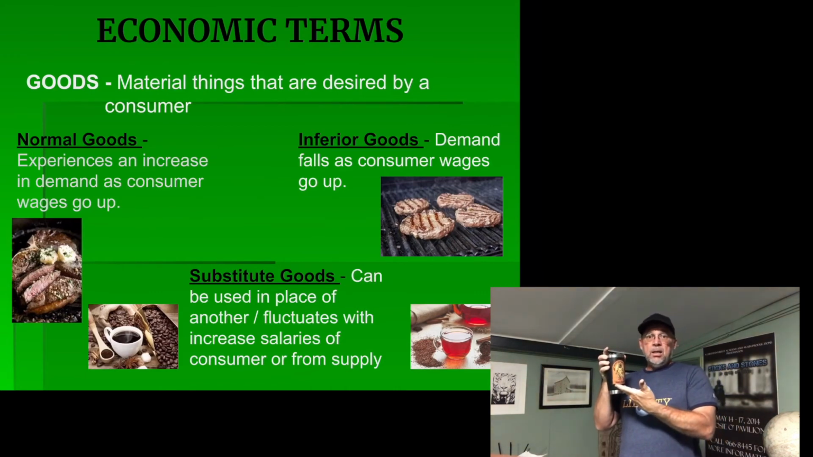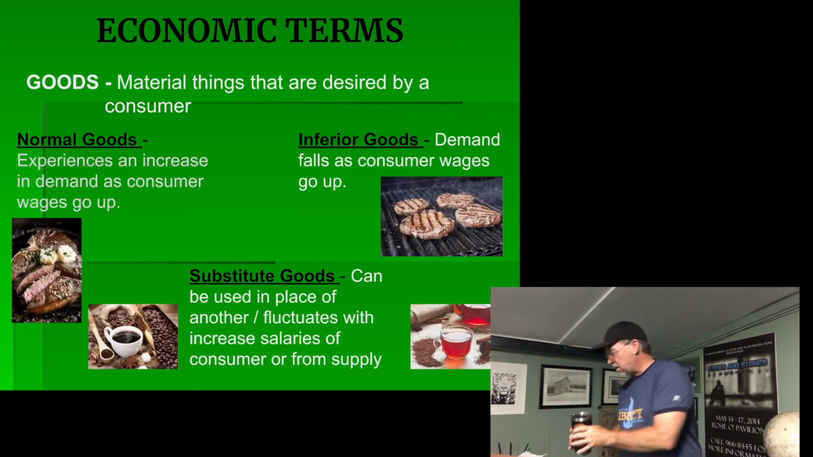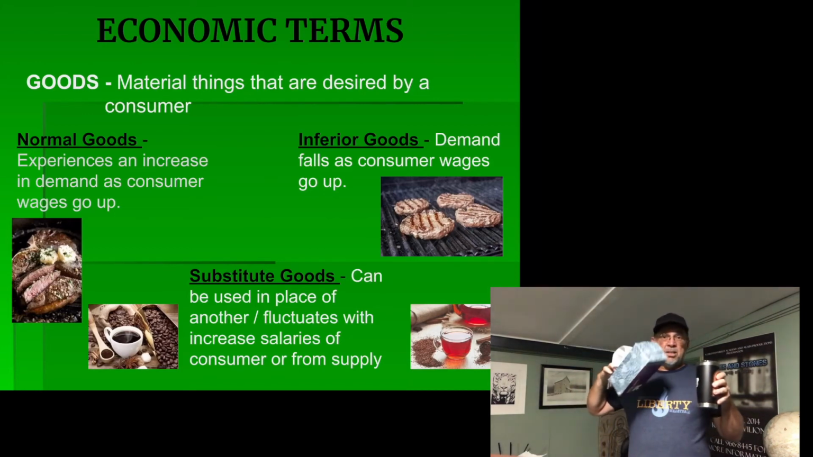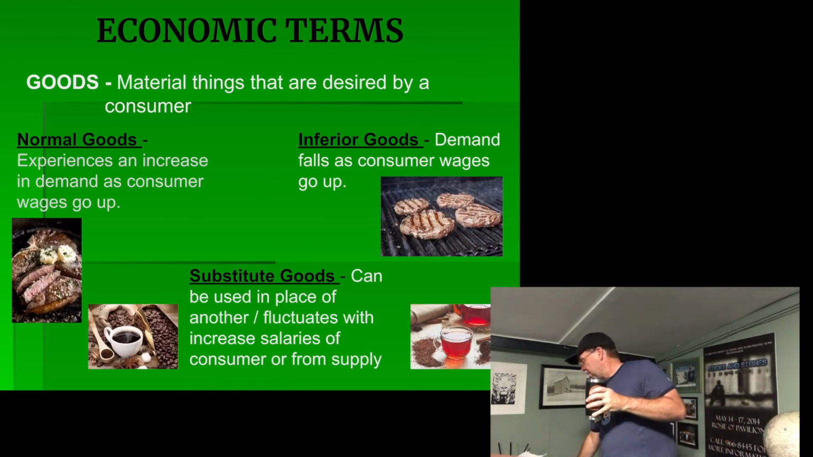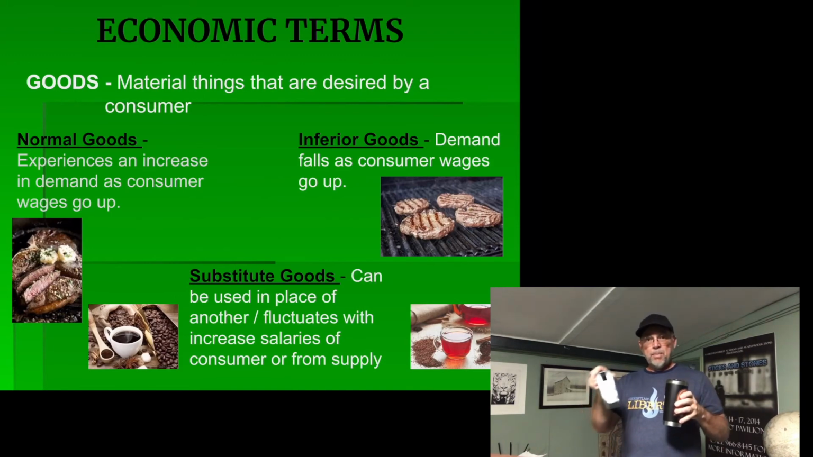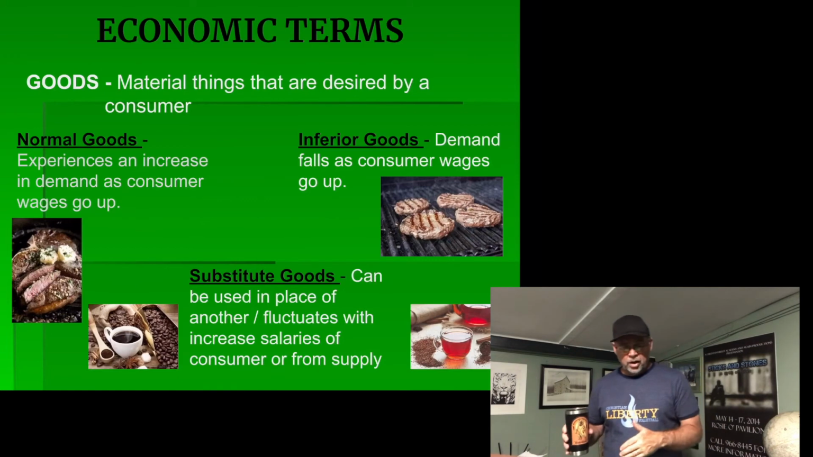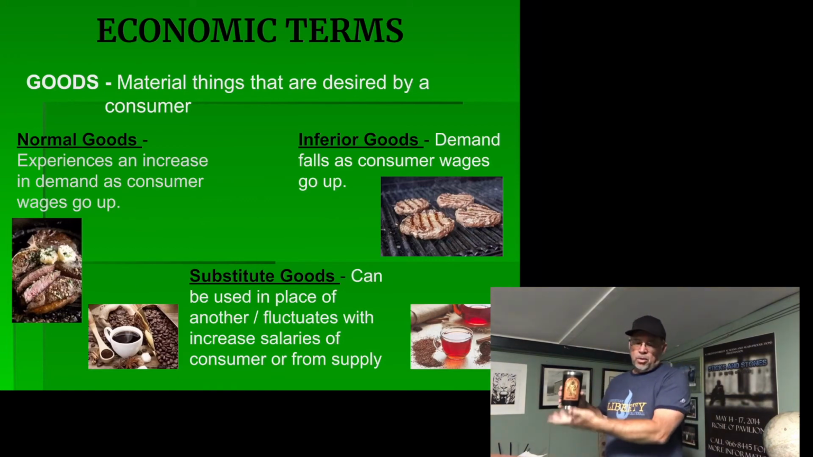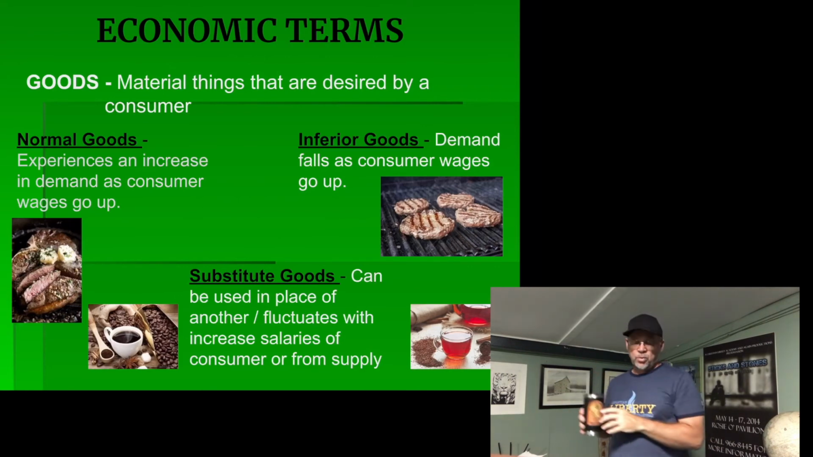This is a Yeti. I got it for a gift. My children gave me this for Christmas, and so it's a great tool. I love it. I use it all the time. This is a good. But so is this. Box of tissues, partially used, probably by some of you. All right, this is a good. A tape dispenser with tape in there. All right, so these are the things that we use as goods, material things that we desire, that we're willing to exchange some of our resources for.